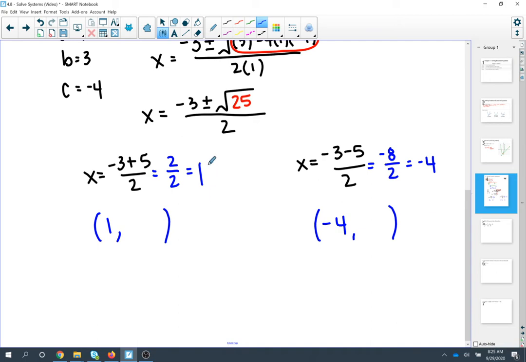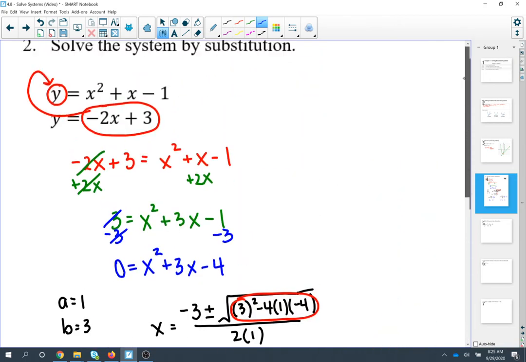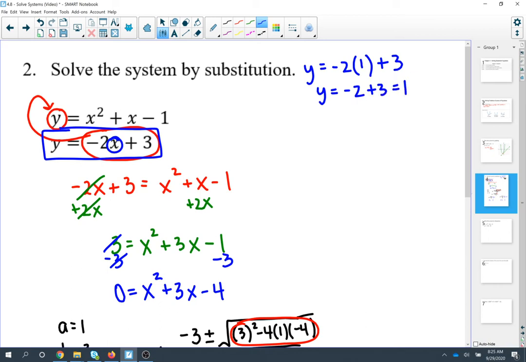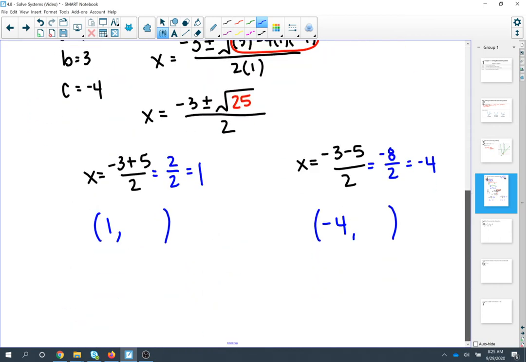So I'm going to start with 1. I'm going to go back up, and I'm going to come back to this equation because in my mind, this equation is a lot easier to work with. If x is 1, I'm going to substitute that right there. So y equals negative 2 times 1 plus 3. So y equals negative 2 times 1 is negative 2 plus 3, which is 1. So I come back down. 1 comma 1 is our first solution, or our first point on the graph where the two graphs meet.